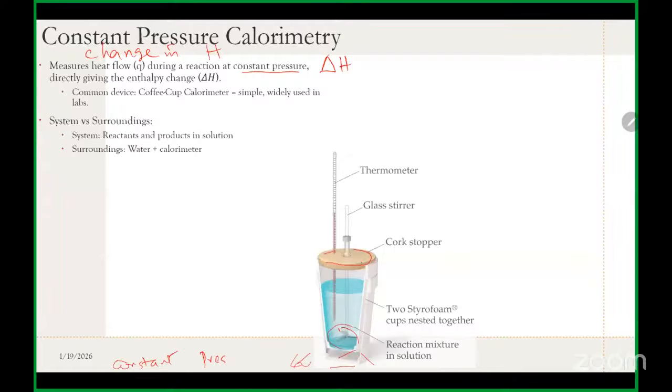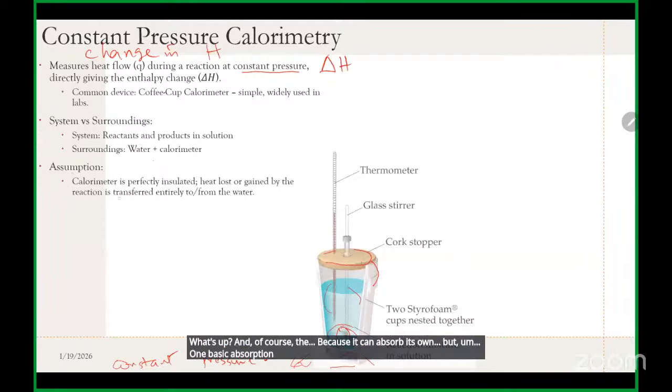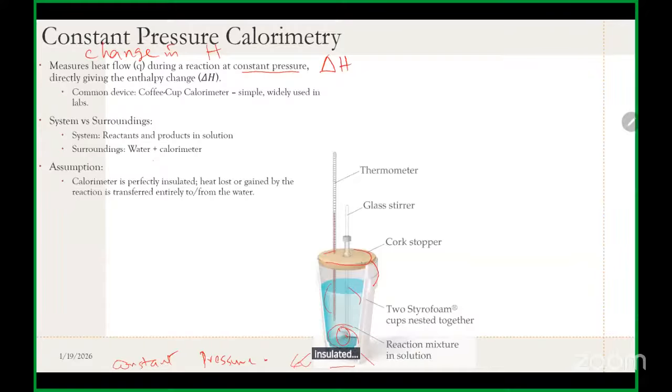Constant pressure calorimeter. The system is the reactants inside and the products within the solution, and the surrounding is the water. And of course, the calorimeter, because it can absorb its own heat. But one basic assumption is that this is perfectly insulated from the remaining part of the environment.